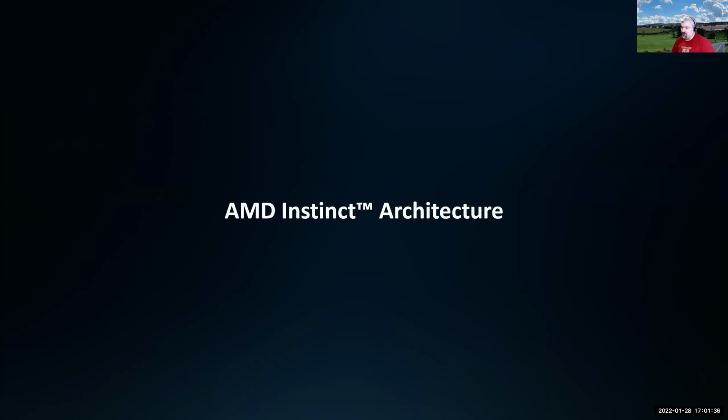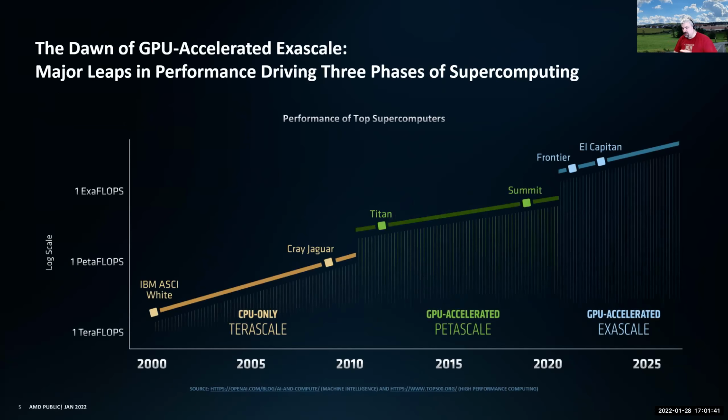All right, so let me start with the Instinct architecture. This is kind of a historic perspective on what happened in a few decades of HPC and leadership computing. So in the early days, let me call this the terascale era, it happens to be so that CPU only was the main and prevalent architecture that you would find in those systems. So, there are a bunch of poster child examples like the ASCI White system, which I believe was the first one to cross 1 teraflop. The great Jaguar was one of the later systems.